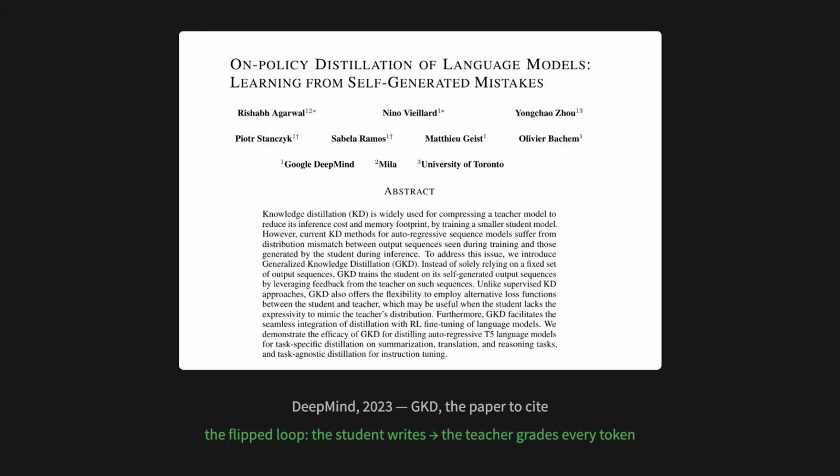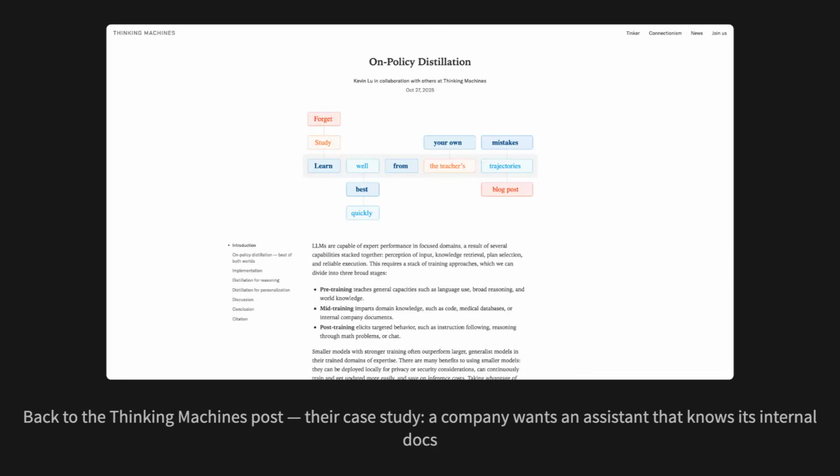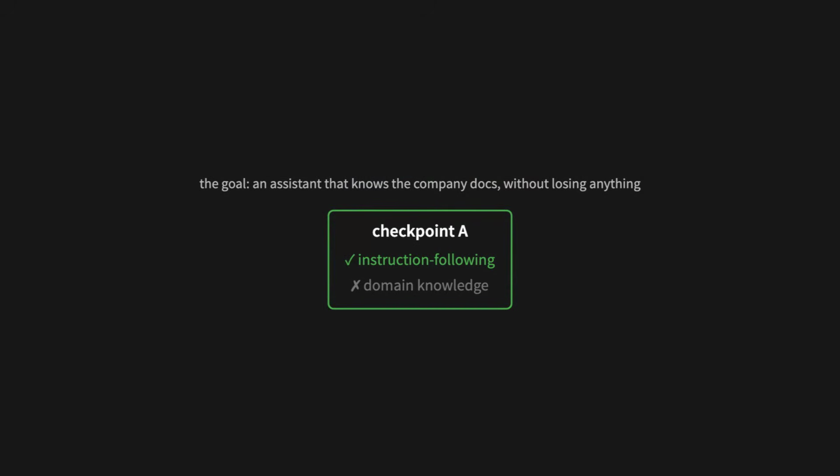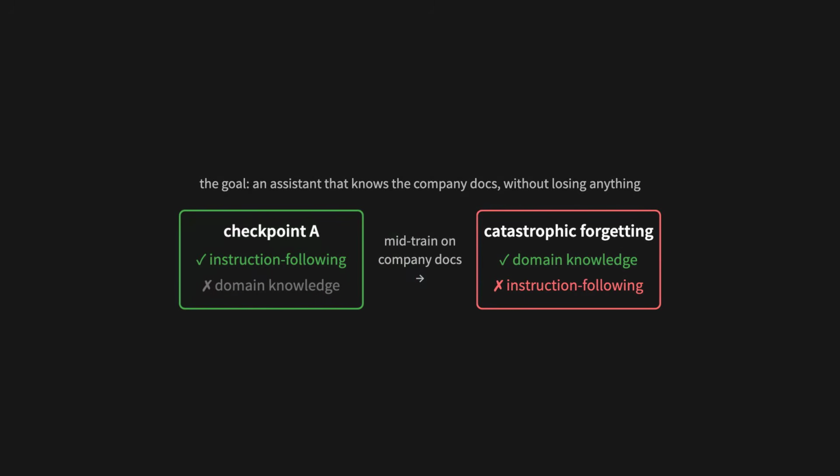The Thinking Machines post from the start is what made the technique take off. And that post from Thinking Machines, the AI lab founded by OpenAI's former CTO Mira Murati, shows the technique doing something genuinely surprising, so let's walk their story. Here's the problem Thinking Machines faced. A company wants an assistant that knows its internal documents. They started from a model that follows instructions well, call it Checkpoint A. But it has one gap. It has never seen the company docs. The natural fix is mid-training, which just means continuing to train the model on those documents until it absorbs them. And it worked, but something else broke. Look at the red box.